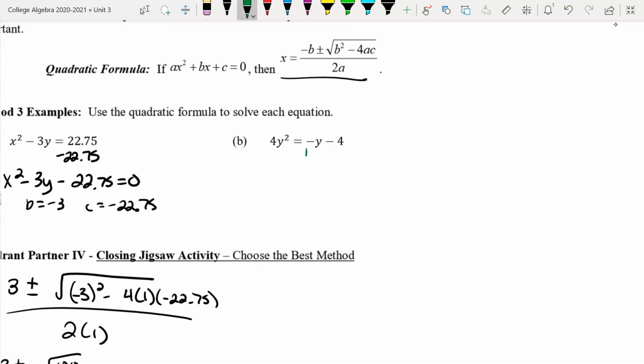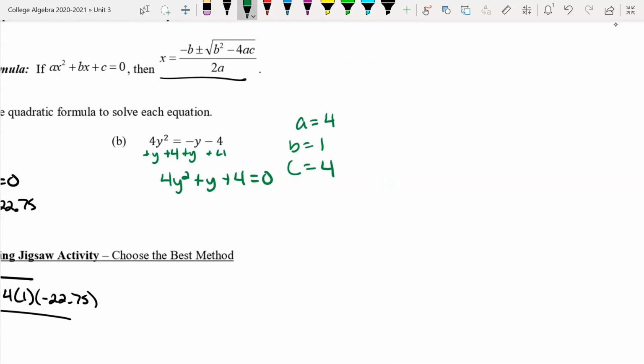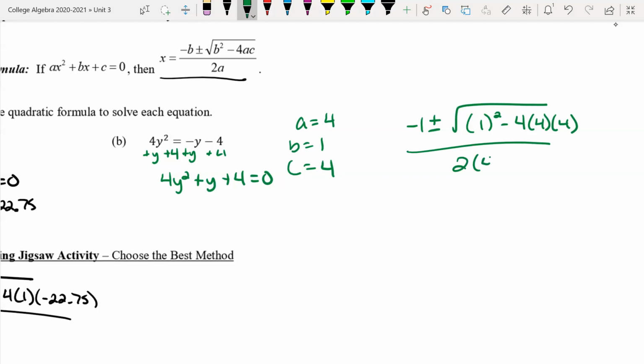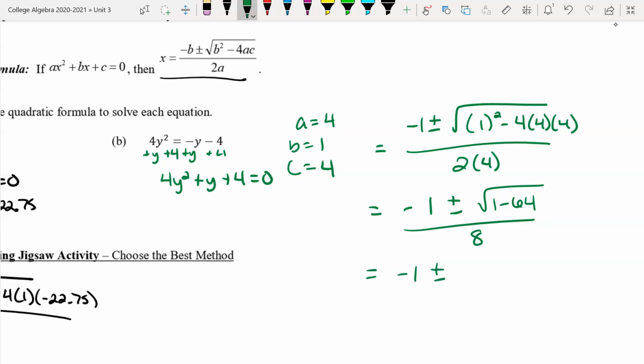Same way over here, you got to move everything to one side. I always like to keep my a positive. Set it equal to 0, so my a is 4, my b is 1, my c is 4. Plug it into the formula. Negative 1 plus or minus the square root of 1 squared minus 4 times 4 times 4, all over 2 times 4. So you get negative 1 plus or minus the square root of 1 minus 64, all over 8. Negative 1 plus or minus the square root of negative 63, all over 8.